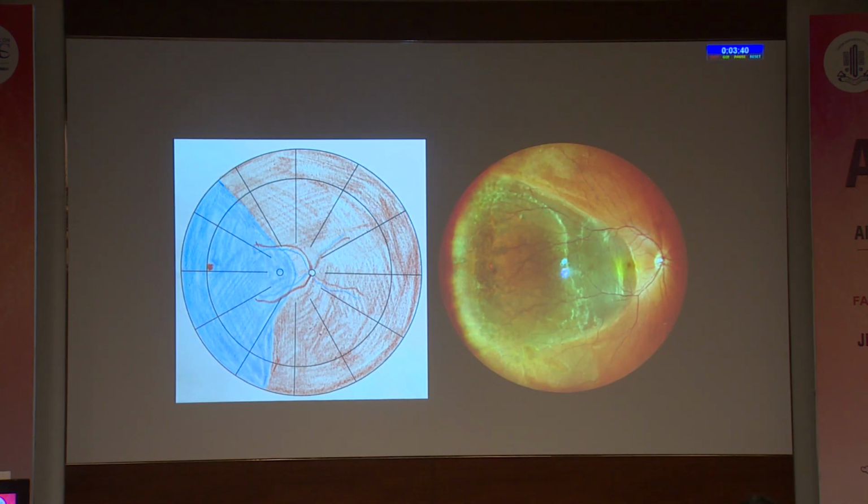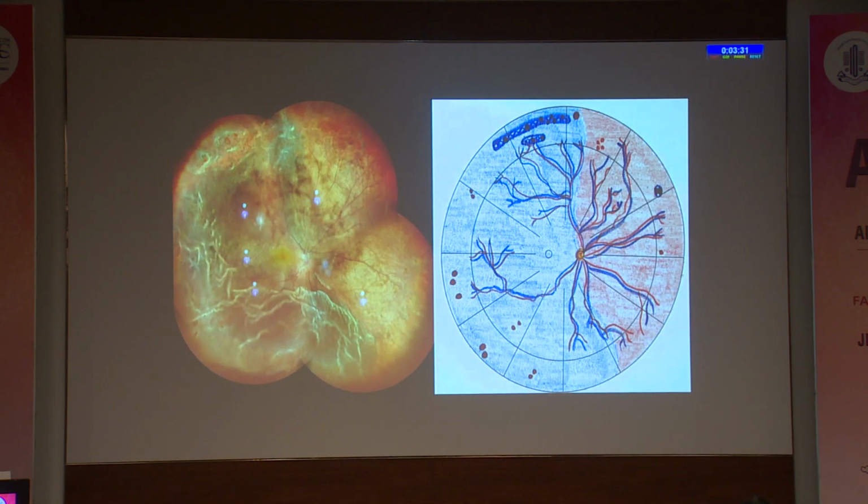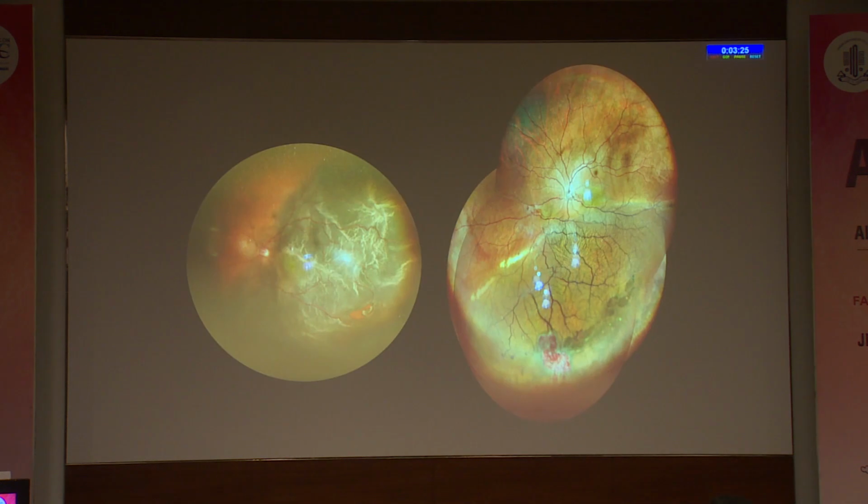Here we see a temporal detachment with macula off. Here we see a horseshoe tear at 2 o'clock. In this case, we see a large subtotal detachment with multiple peripheral breaks. In this image on the left, we see a horseshoe tear around 4 o'clock. Interestingly, a small anterior break can also be picked up by the machine at around 2 o'clock.